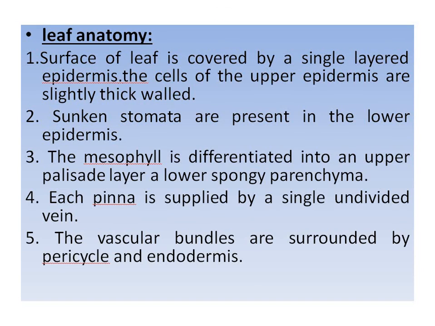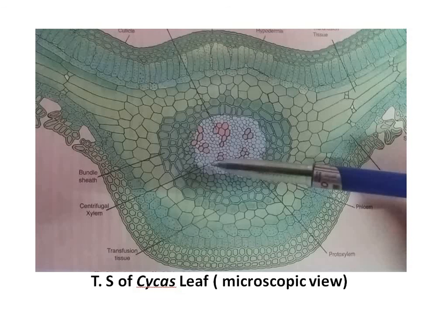The rachis is supplied by a single undivided vein. The vascular bundles are surrounded by pericycle. So these are the characteristic features of the anatomy of the Cycas leaf and stem.